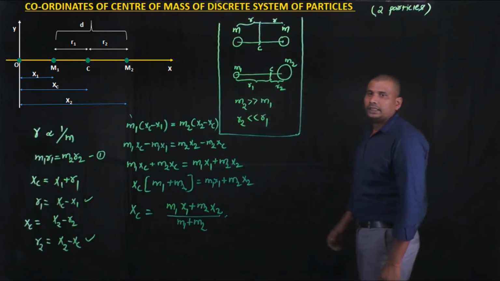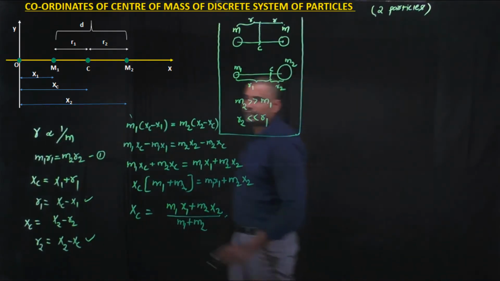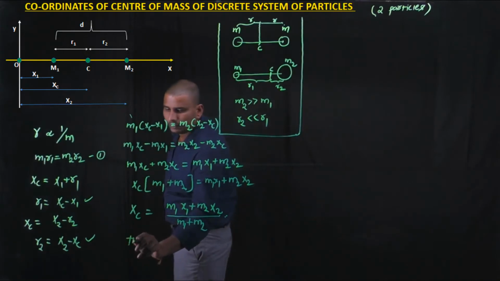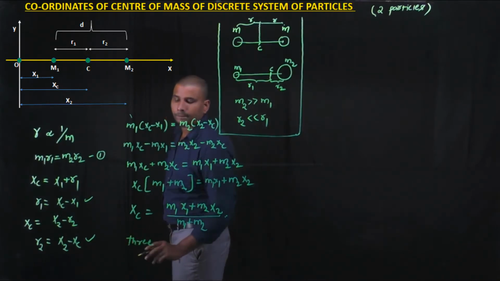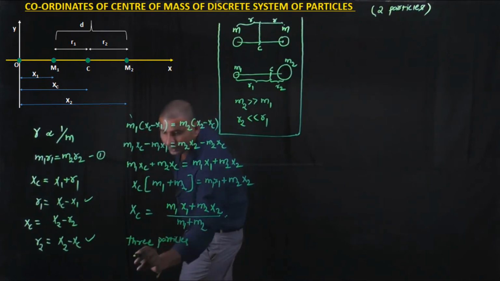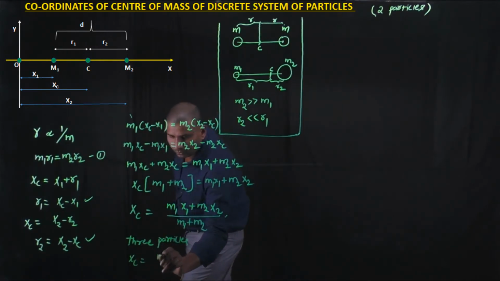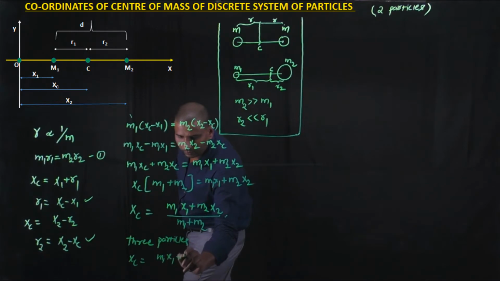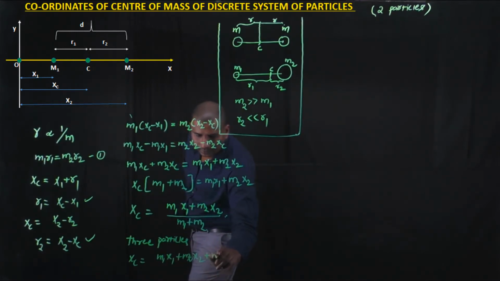If there are, for example, 3 particles, then the formula is xc is equal to m1 x1 plus m2 x2 plus m3 x3 divided by m1 plus m2 plus m3.